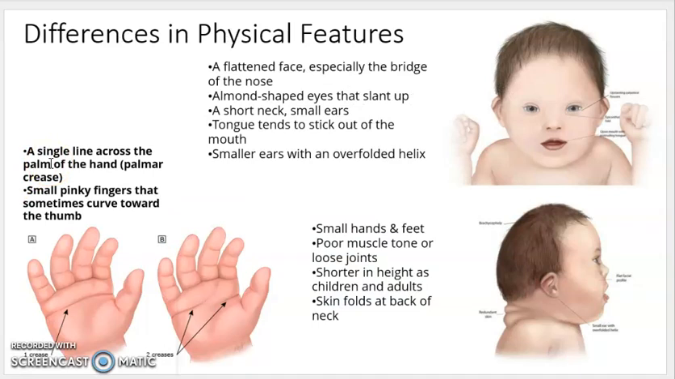In Down syndrome, there are differences in physical features. There's a flattened nose, especially the bridge of the nose, almond-shaped eyes, a short neck, small ears with an overfolded helix, and the tongue tends to stick out of the mouth. For your palms, a single line across the palm of the hand, which is the palmar crease. Smaller pinky fingers that sometimes curve toward the thumb. And you have small hands and feet, poor muscle tone, or loose joints. Typically, they're shorter in height as children and adults, and there are skin folds at the back of the neck, which is shown right here.